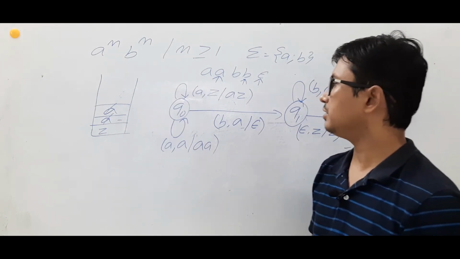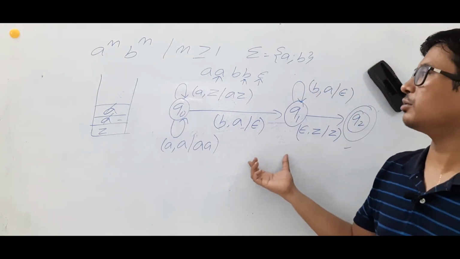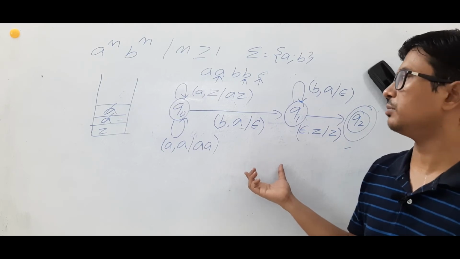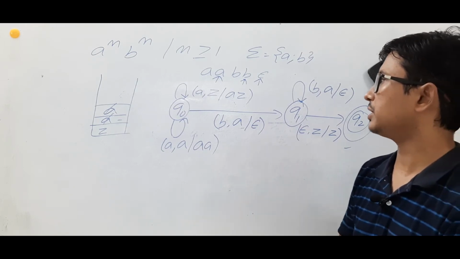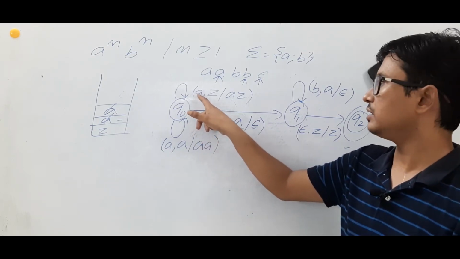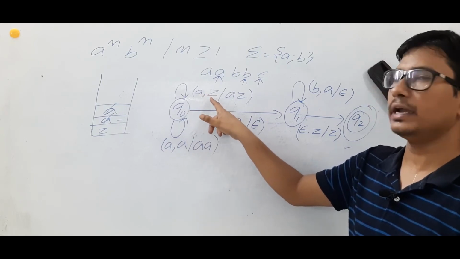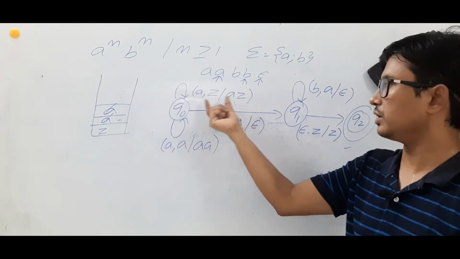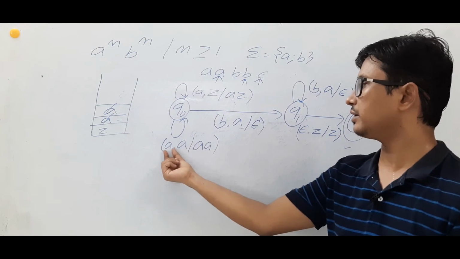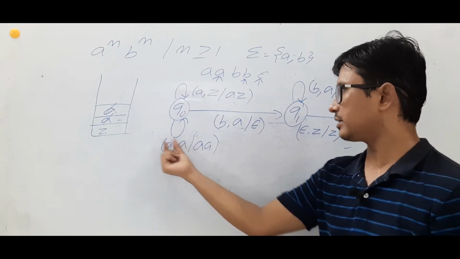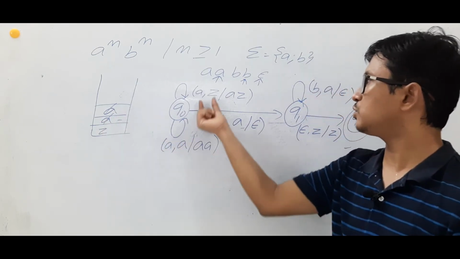Okay. Now this is the pushdown automata, a deterministic pushdown automata. Why is it a deterministic pushdown automata? By looking at an input alphabet A and Z, we are going to one state only. Similarly, by looking at the A and the stack symbol is A, see, these two are different.